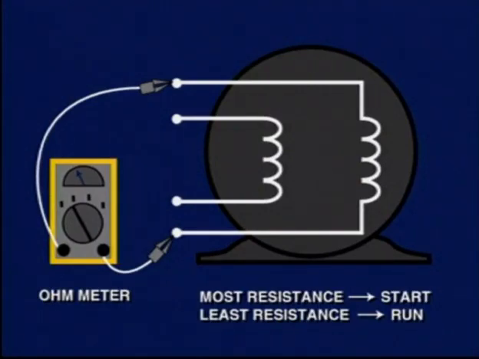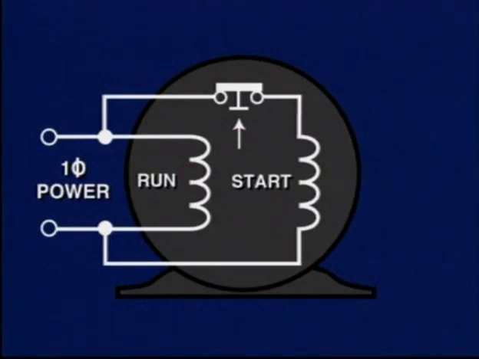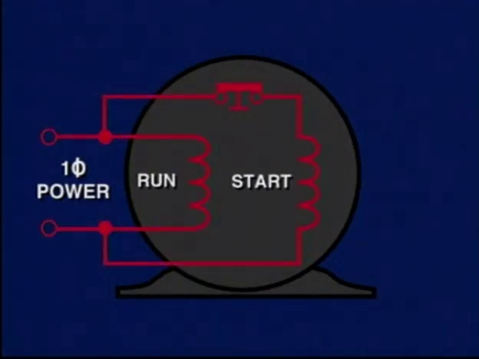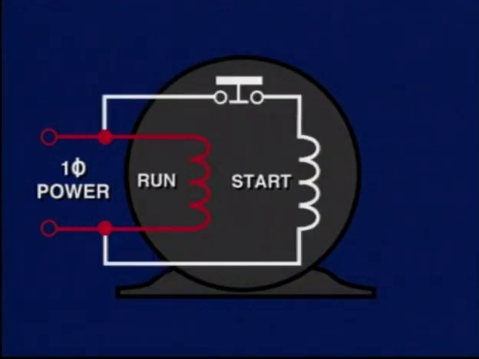When the motor is first started, both windings in parallel are energized, and only the run winding will be on once the motor has achieved approximately 75% of its speed. The start winding will be out because a centrifugal switch will detect the 75% speed and disconnect the start winding.